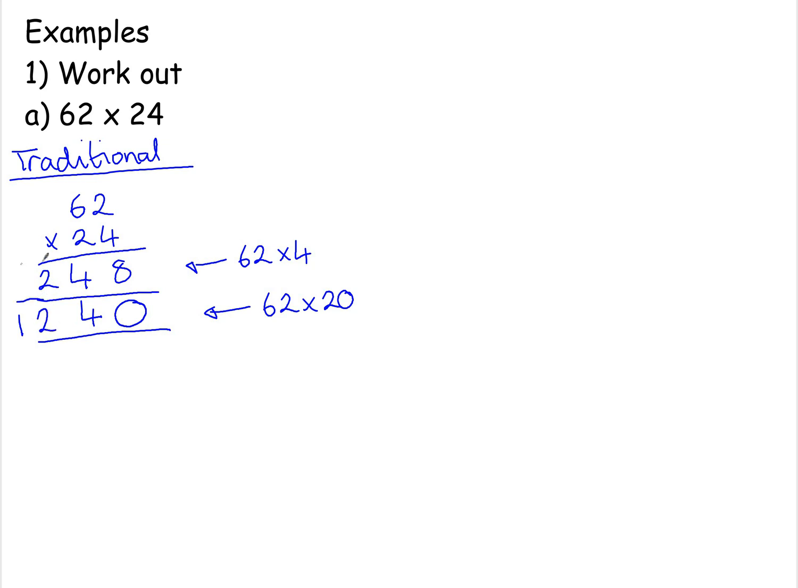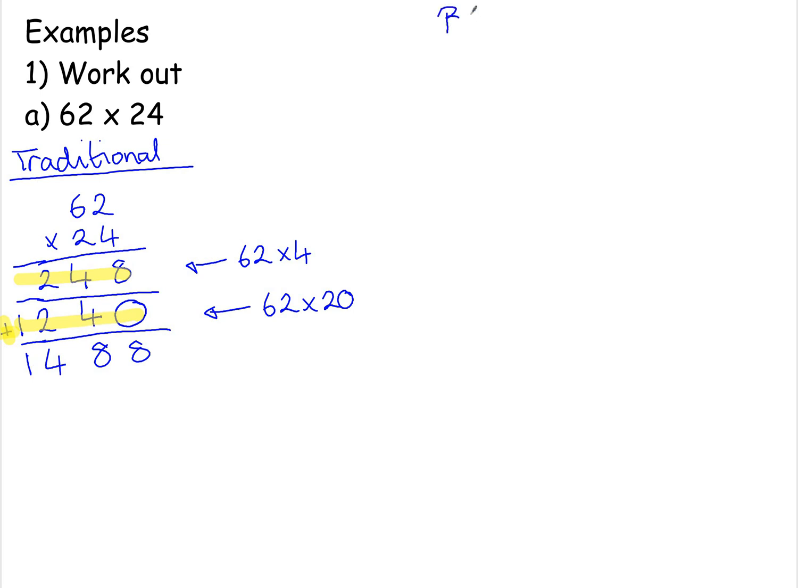You may want to extend your lines. What we now do is we add these two rows together. Okay, we add those. And that's why it's useful to put these lines. So we're going to go 8 add 0 is 8, 4 add 4 is 8, 2 add 2 is 4, 1 add 0 is 1. So the answer to 62 times 24 is 1488.